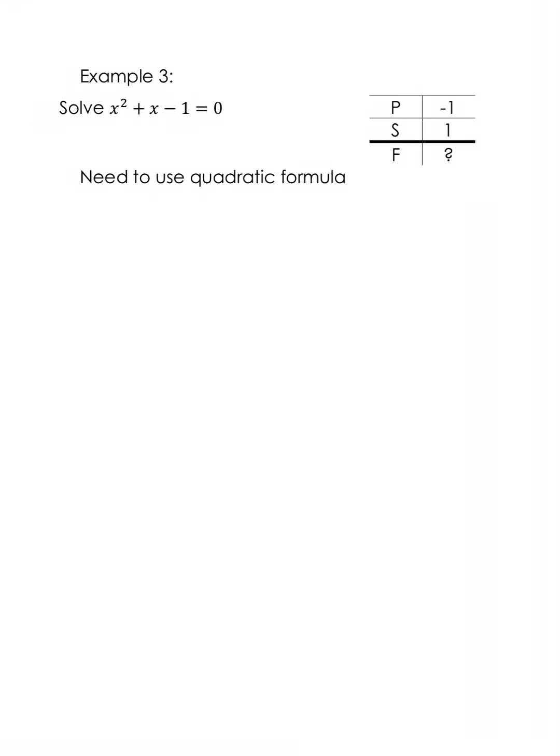The third example: x squared plus x minus 1 equals 0. The product is minus 1, the sum is 1, and there are not two numbers we can come up with very quickly that work for this. So we don't have potential factors, and we're going to need to use the quadratic formula.